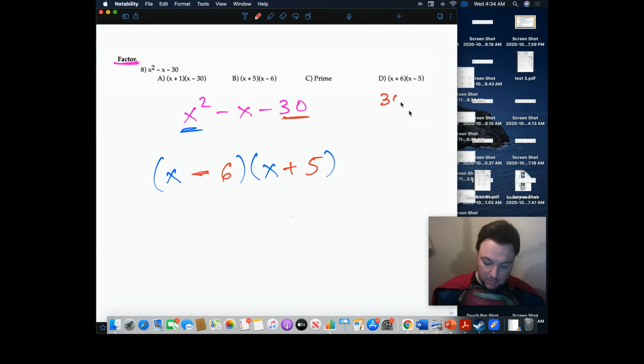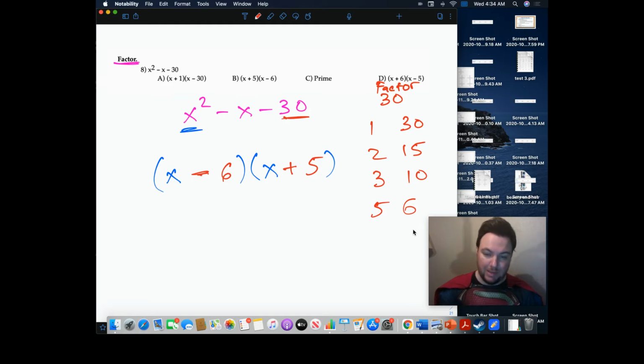If you want to list the factors of 30, if you want to go 1 and 30, 2 and 15, 3 and 10, 4 doesn't work, 5 and 6, and then once you get to 6, you're going to start to repeat, so you can stop. If you want to list them and then figure out what adds or subtracts to -1, that's fine. Don't change your game up if your game is working, okay?